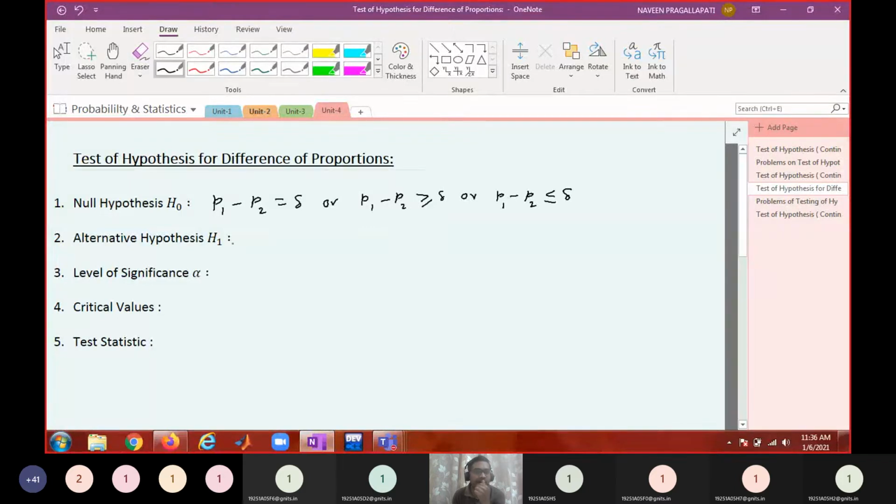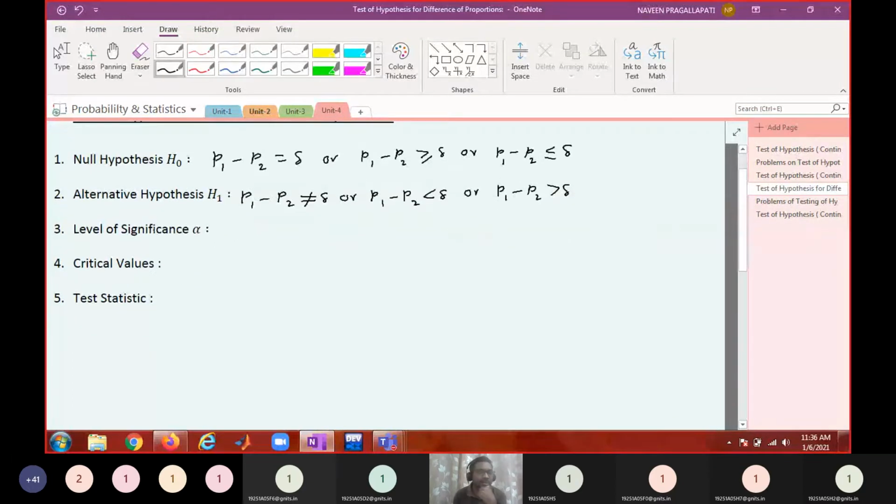Next, the alternate hypothesis can be p1 minus p2 not equal to delta, or p1 minus p2 less than delta, or p1 minus p2 greater than delta. And you know what is to be applied according to the alternate hypothesis, and choose the level of significance.